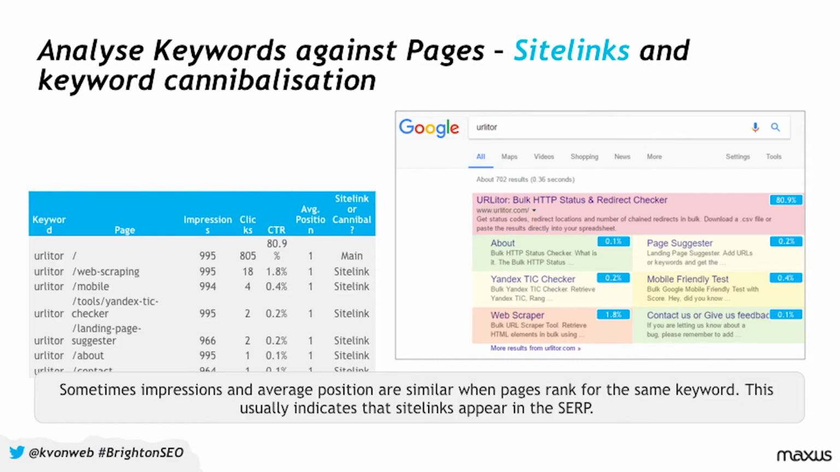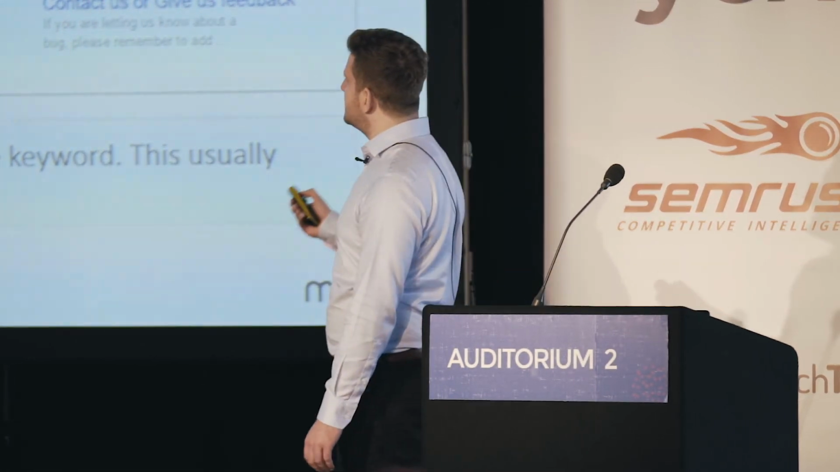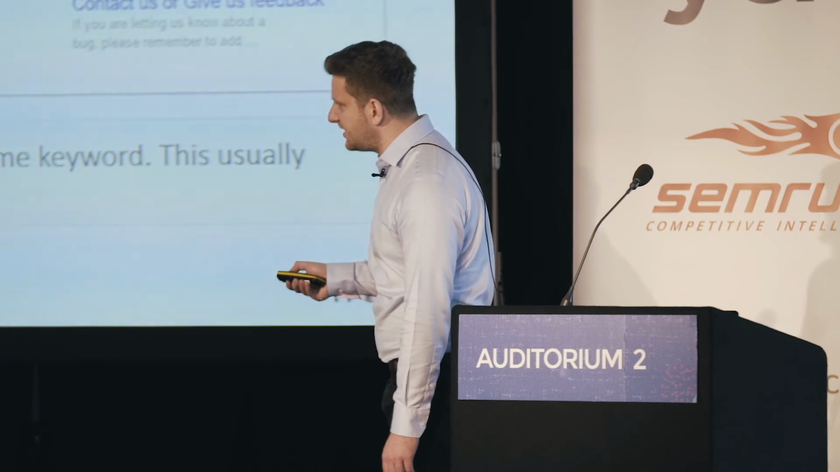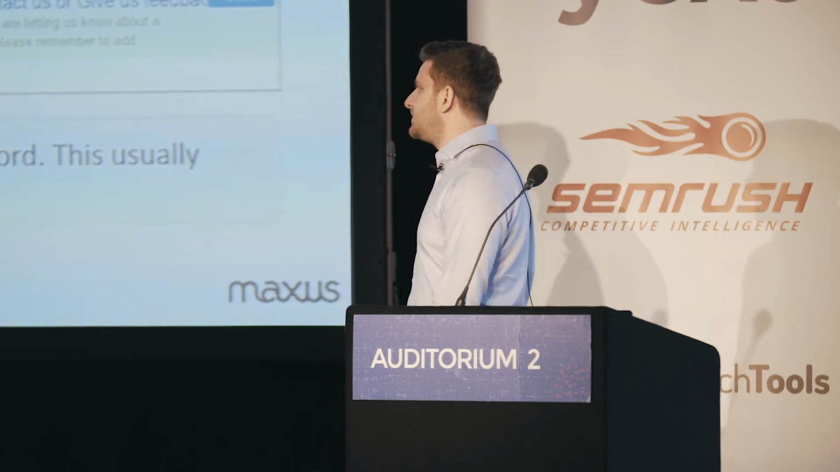Now, the other interesting thing that I do with keyword-to-page data is I look for single keywords that I rank for with multiple pages. And what I do is I check to see if the number of impressions is similar and if the ranking position is similar. Because if they are, this is a good indication that for this keyword I rank with side links, where my main listing gets the most clicks and everything else appears as a side link. And I like to visualize this data and ask myself if there is anything else I can do to improve the way my listing is being displayed.